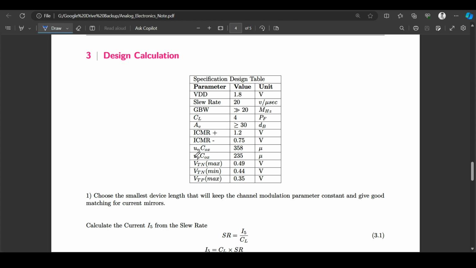And ignore these parameters, because we are going to extract them: basically the mu n Cox, mu p Cox, the maximum threshold voltage for the NMOS and minimum threshold voltage for the NMOS, and the maximum threshold voltage for the PMOS. We are going to extract those parameters from Cadence because we don't know those values.